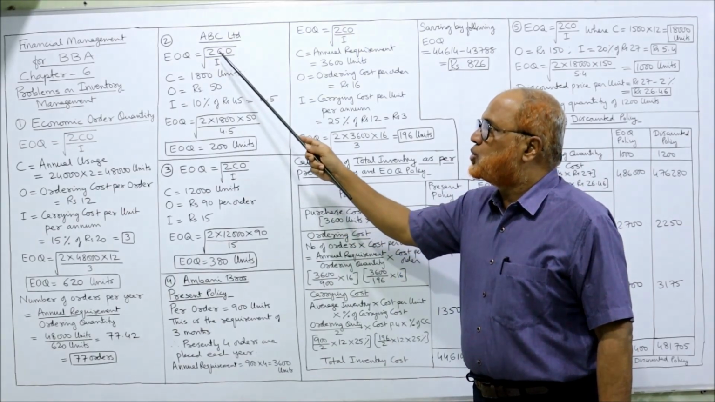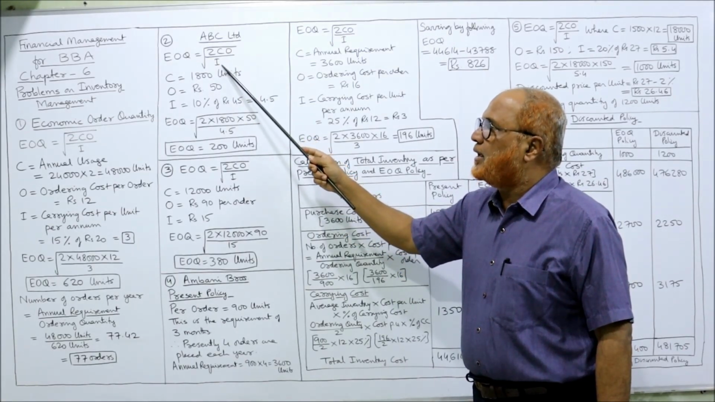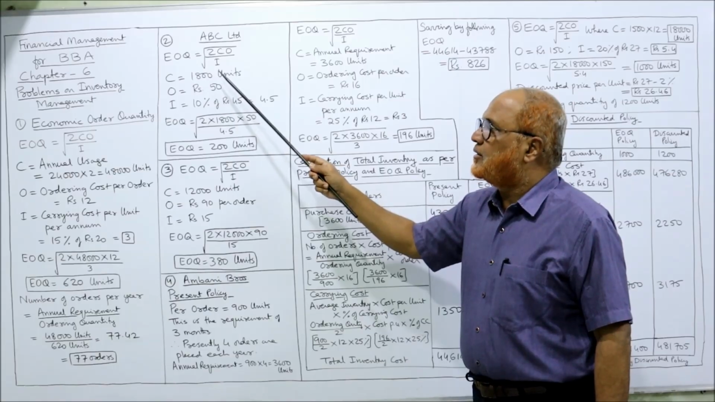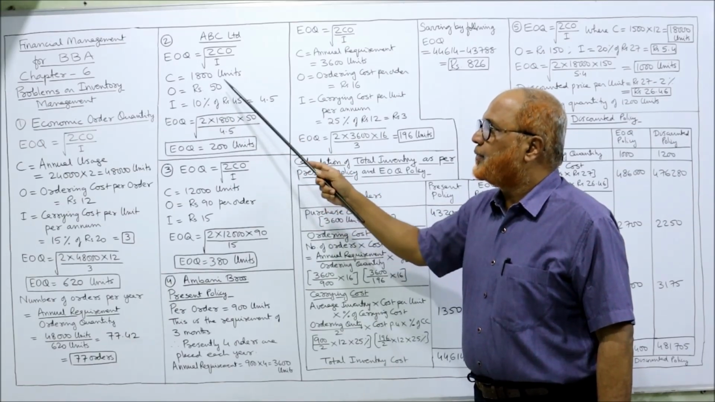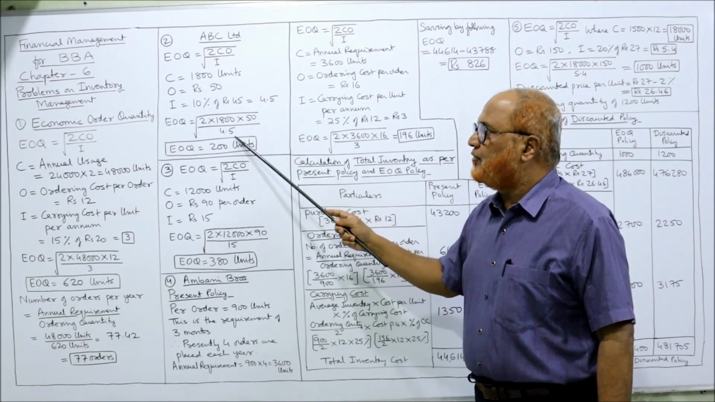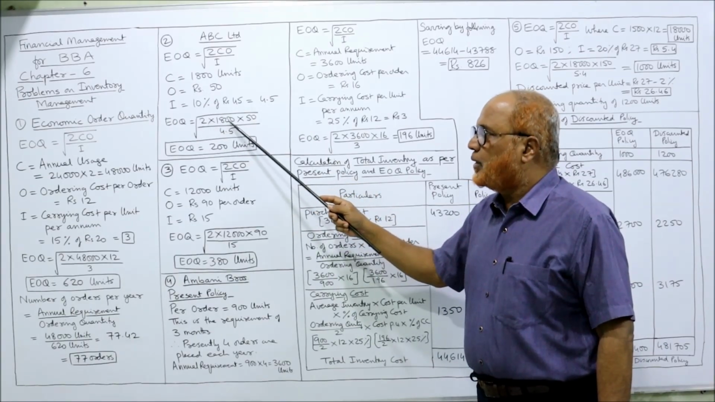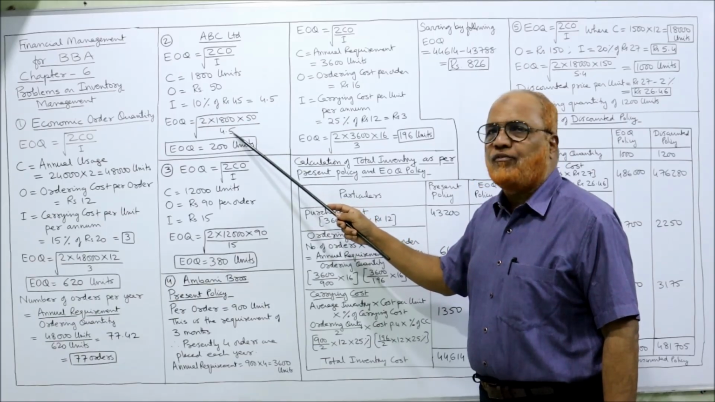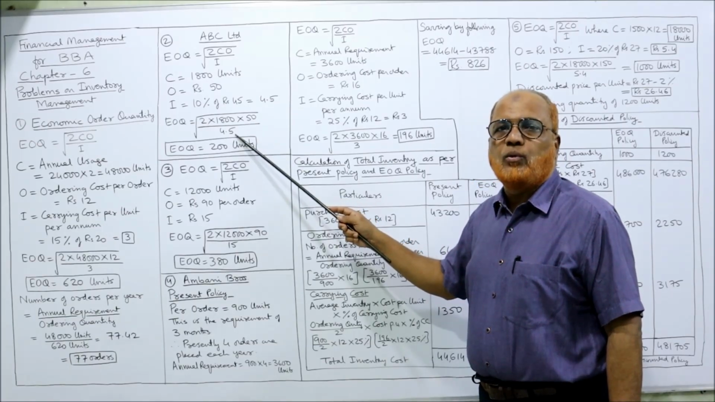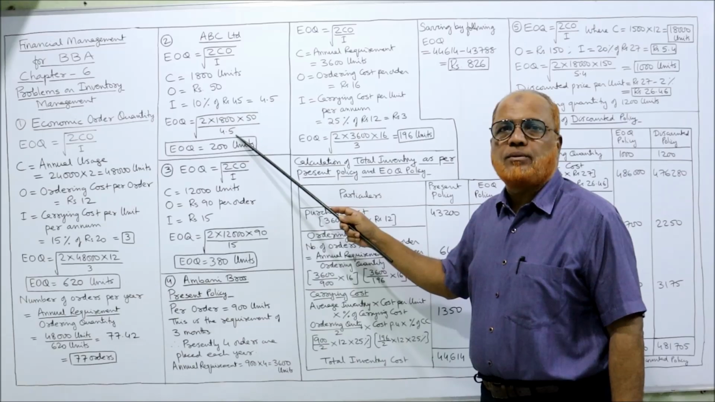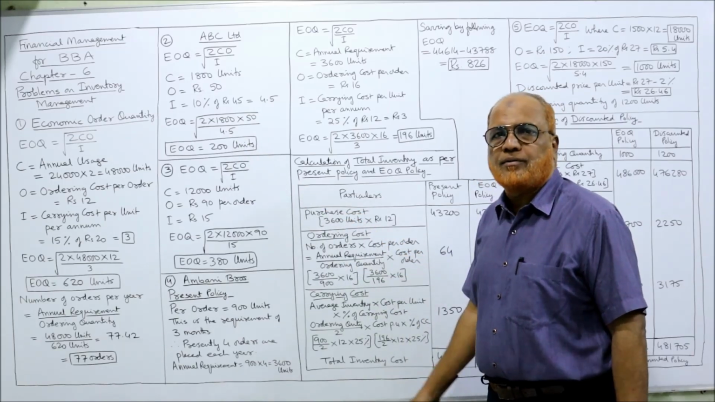Now you substitute 2 into C into O by I. C is 1800. So 2 into 1800 into 50 divided by 4.5 under root. So first you multiply 2 into 1800 into 50 divided by 4.5. Whatever value you get, press under root. So you will get 200 units.